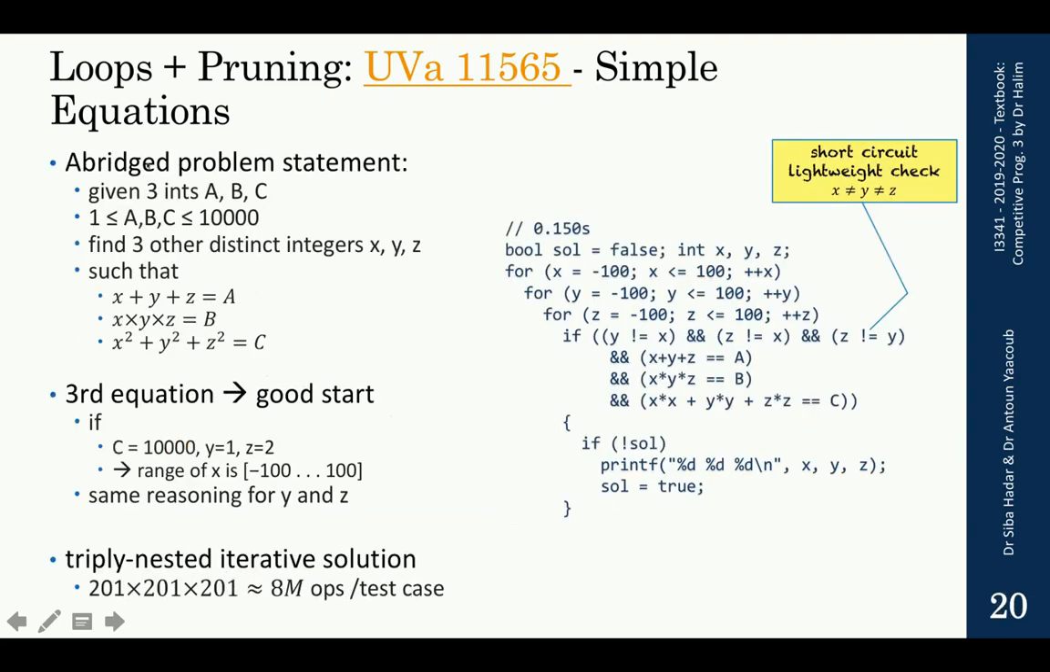And the abridged problem statement says, given 3 integers A, B, C between 1 and 10,000, find 3 other distinct integers x, y, and z such that the sum of them is equal to a, their product is equal to b, and the sum of their squares is equal to c. So we begin, of course, knowing first that we have 3 nested loops, but from where to where should we start to find x and y?